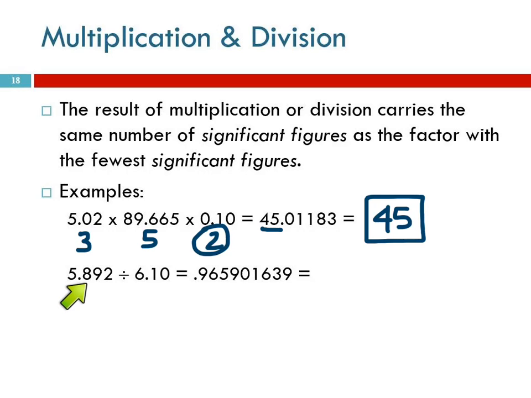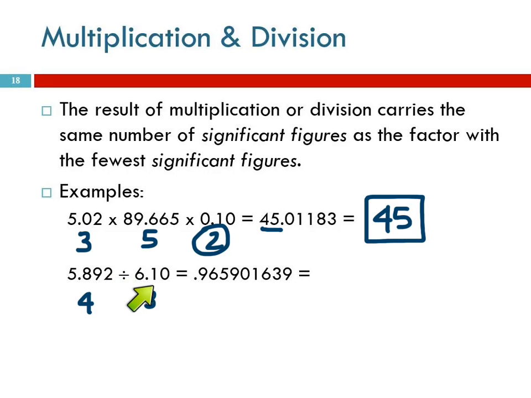Here's another one. This is one number divided by another. This is what your calculator will show you. Your calculator does not understand significant figures. It's okay. So how many sig figs in 5.892? 4. And how many in 6.10? 3. I also heard some 2s.